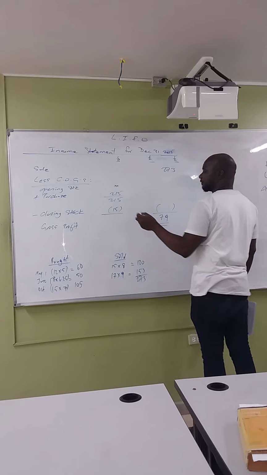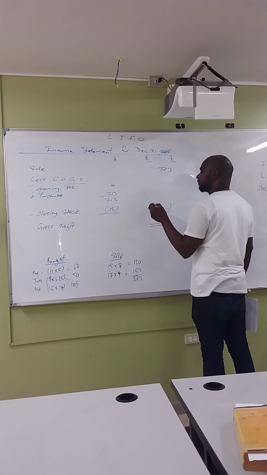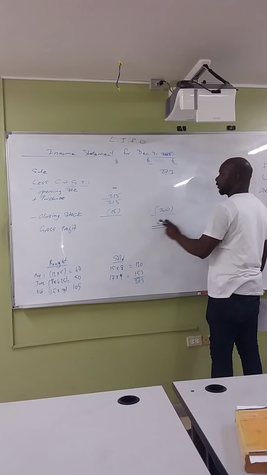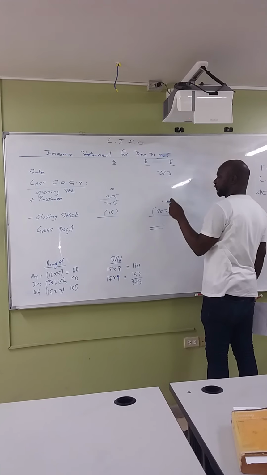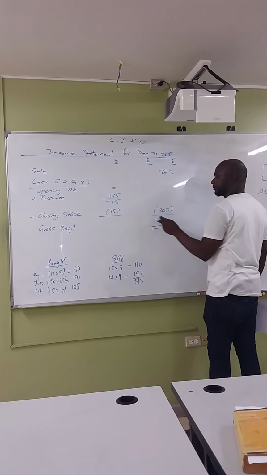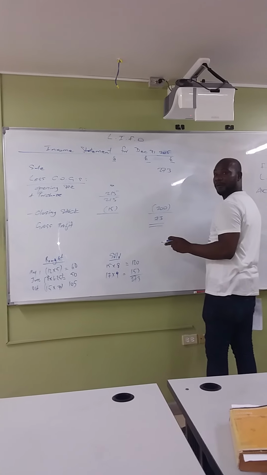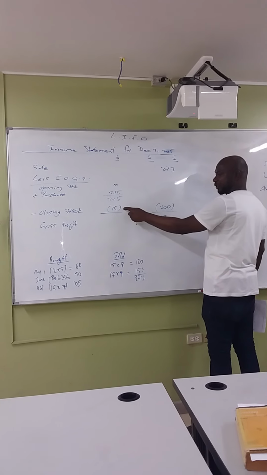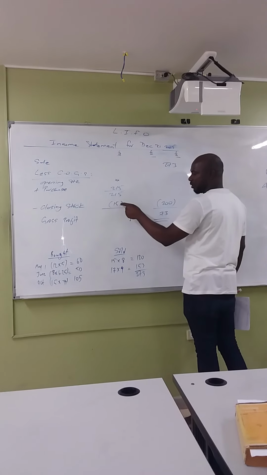Now if that is so, 15 from that will give you 200. And that will make your gross profit on the last in, first out, 200 from this gives you 73. So based on the last in, first out method, because it changes, your closing stock would now value 15.